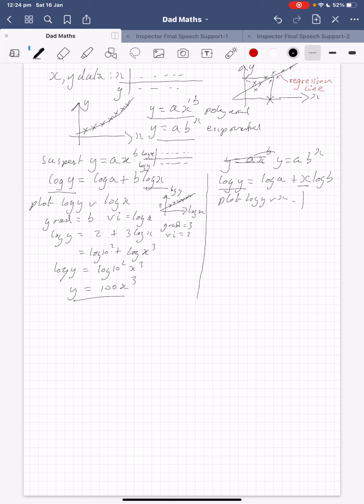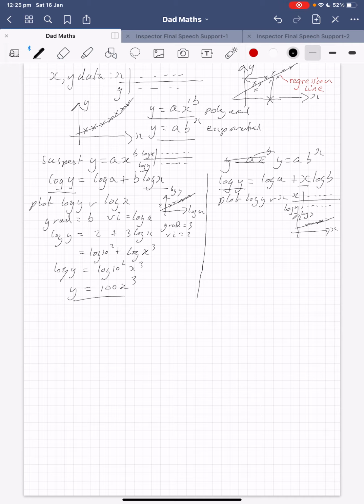In other words, we keep our x data as it is and take log of our y data. For each y value, we take log of each of the y values and write them here. Now we plot our data, where we have x and log of y. If we plot our data and get a straight line or something close to a straight line, we'll know that it's of this type.